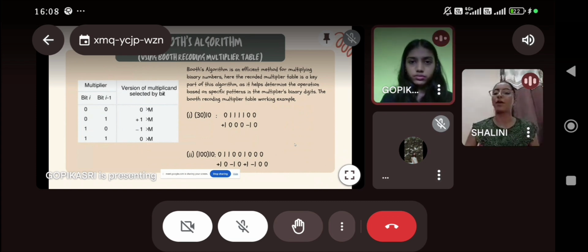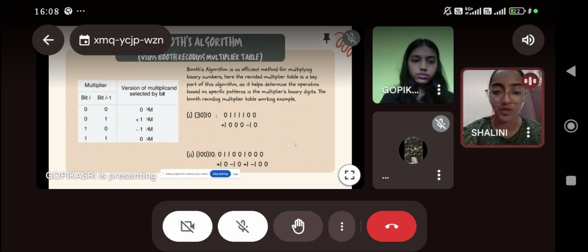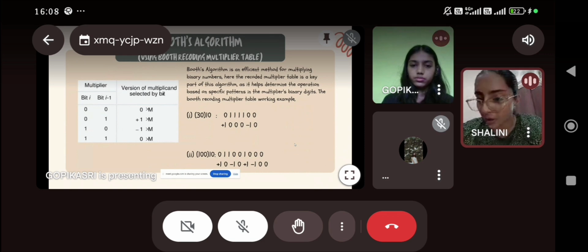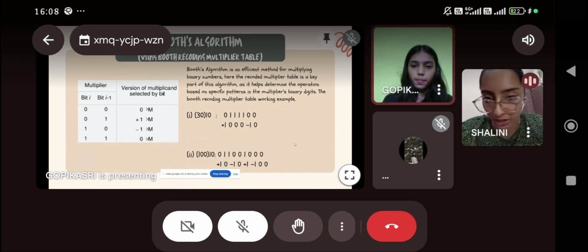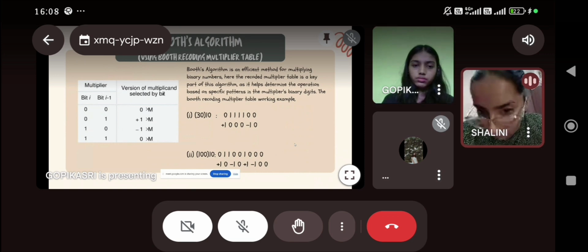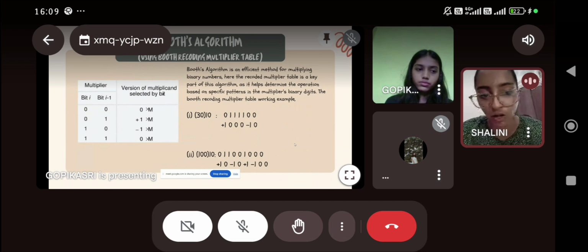We will be performing the recoding. How we will be performing it is that we will be appending an additional 0 next to the least significant bit, and then we will be calculating the recoded multiplier value. So, 0 0 will become 0 and then 0 1 will become minus 1. By referring to the table, 0 0 is 0, 0 1 is plus 1, 1 0 is minus 1 and 1 1 is 0.